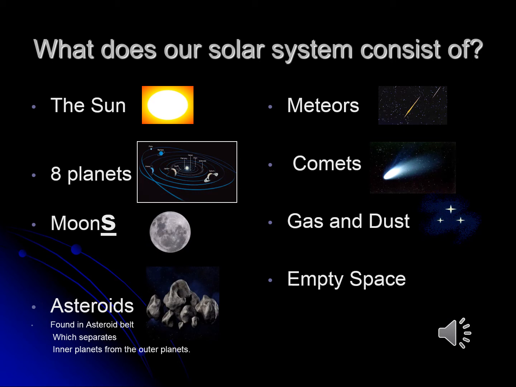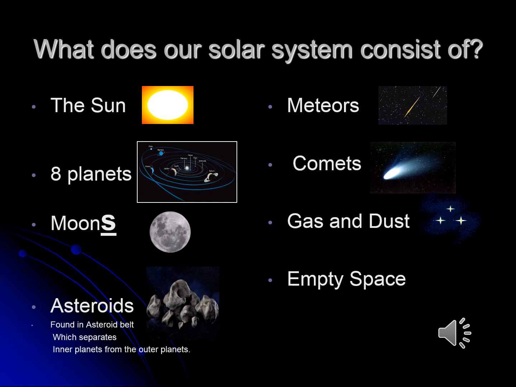The next thing we have are meteors. Meteors are basically asteroids that have gone into Earth's atmosphere. It doesn't mean that it's landed. It just kind of goes through the clouds. So once these meteors actually hit the Earth, it's no longer called a meteor. It's called a meteorite. And then we have comets. Comets are basically icy structures that fly through space, and as they get closer to the sun, it looks like they have a tail.